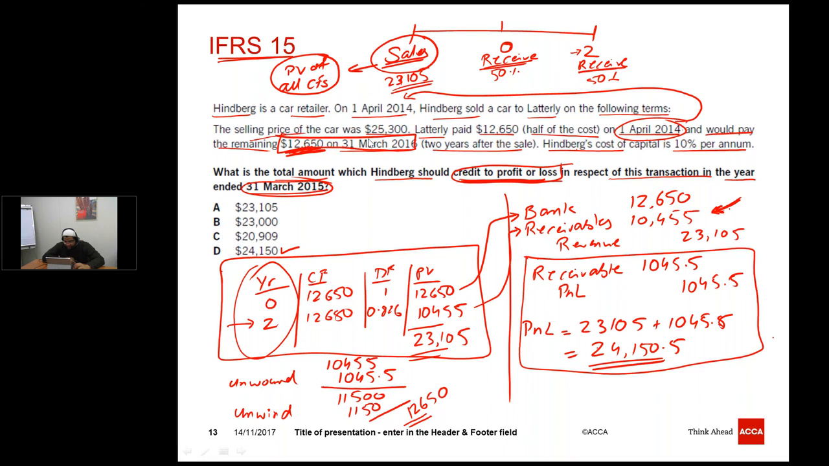Okay, Ali Khan is saying, sir, every time when we take the present values, is it necessary to calculate unwind? Yes, Ali. Whenever you calculate anything at present value, it is then unwound. It is necessary to unwind it every time.